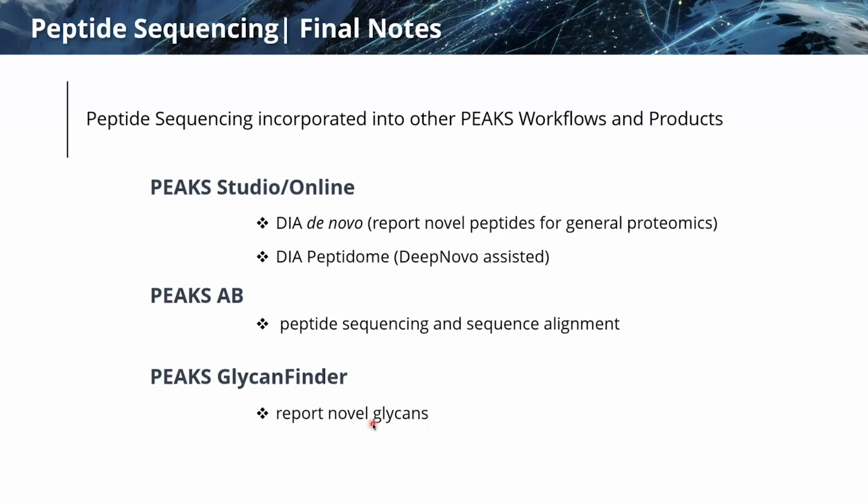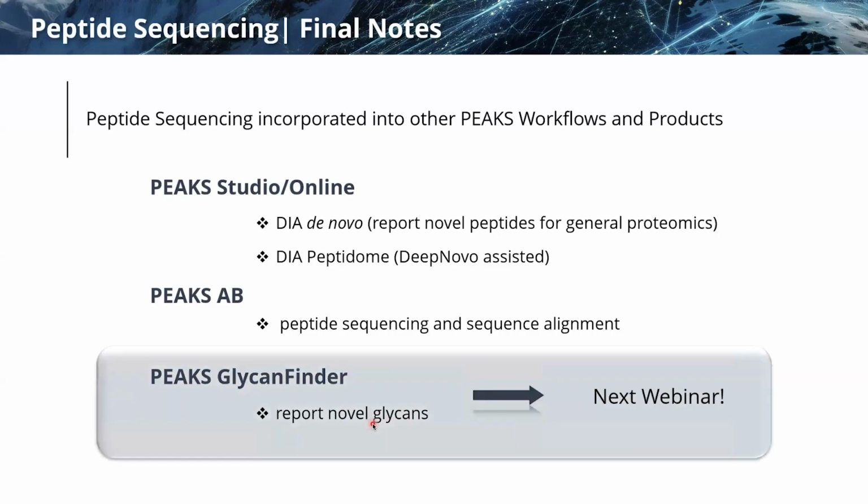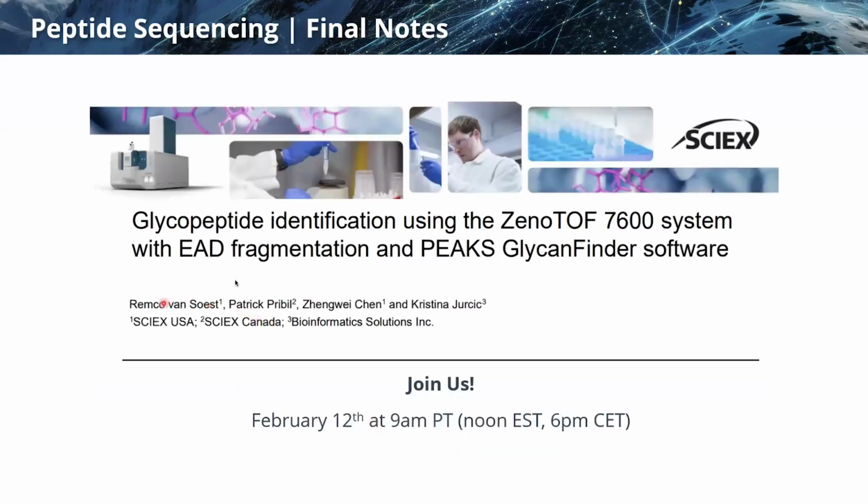And really the reason why I'm mentioning this is that in 2 weeks, we will have a webinar talk about the glycan finder. And specifically, I'm really happy to say we're going to have a very special guest from SciEx who will be talking about their EAD fragmentation for increased sensitivity for glycopeptide identifications and characterizations using Peaks Glycan Finder. So join us if you can. We will have only one session just because of the time zone that he's in.